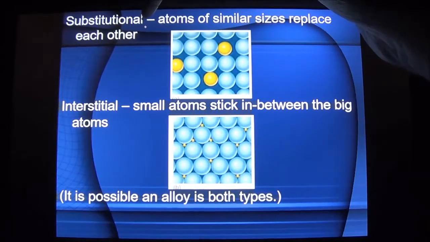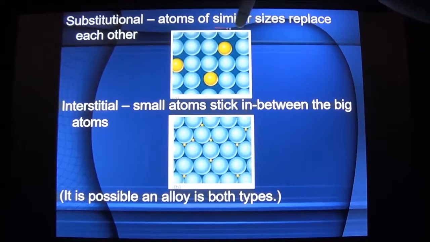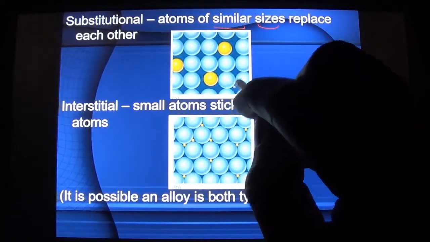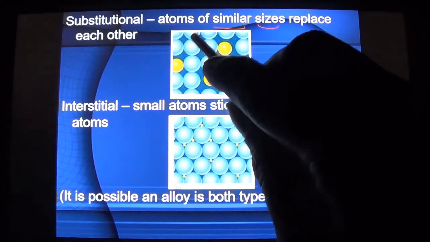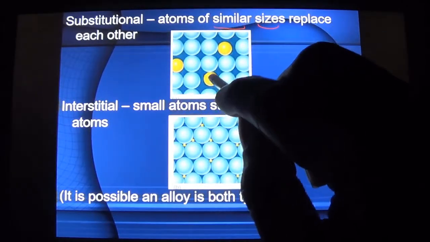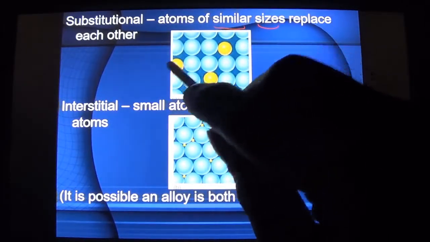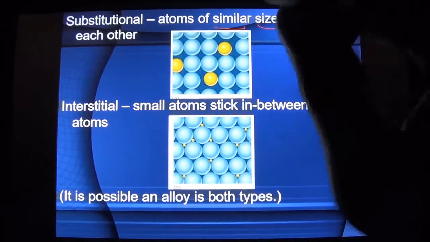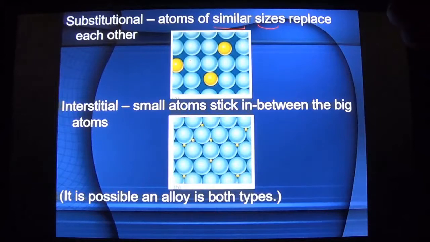Substitutional alloys occur when atoms of similar sizes replace each other. So it's all about size. If the elements you're working with have atoms of roughly the same size, they will make a substitutional alloy, like here. Maybe this was iron in the grayish color, and maybe this is copper. They're very similar in size on the periodic table, like the pure elements would be very similar in size, so it's no surprise they would substitute one for the other.